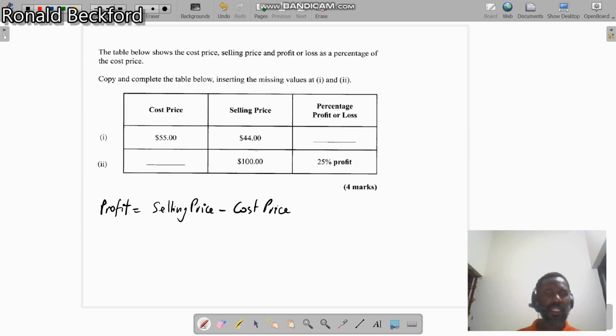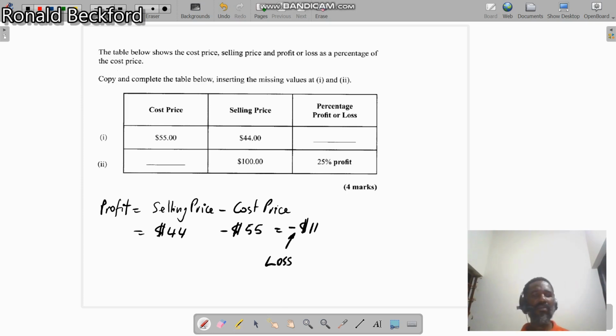Okay, so in this case, our selling price is $44 minus the cost price, which is $55. And then we are going to get a negative $11. This negative sign here means that we are operating at a loss. Okay, so obviously it is a loss.